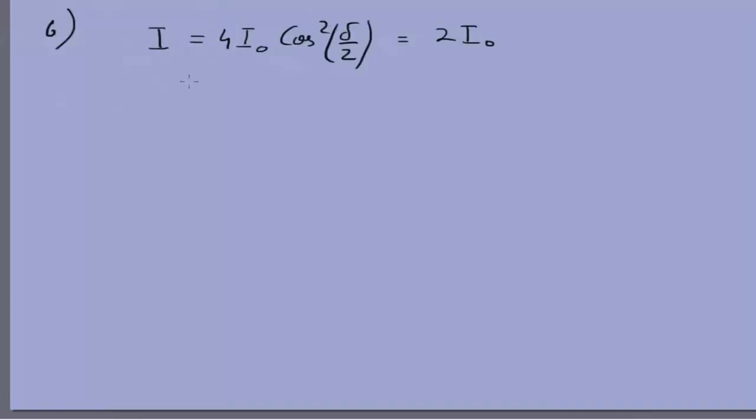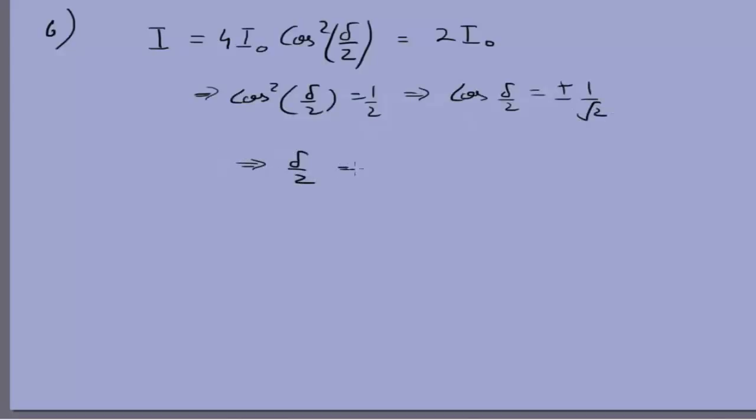So in this question, in that case, we have the formula: the net intensity is equal to 4I0 cos squared delta by 2, where delta is the phase difference, right? And we need this to be 2I0 because half the peak intensity is 4I0. That means cos squared delta by 2 is equal to 1 by 2, or cos delta by 2 is equal to plus minus 1 by root 2, which means delta by 2 is equal to n pi plus minus pi by 4. Right.